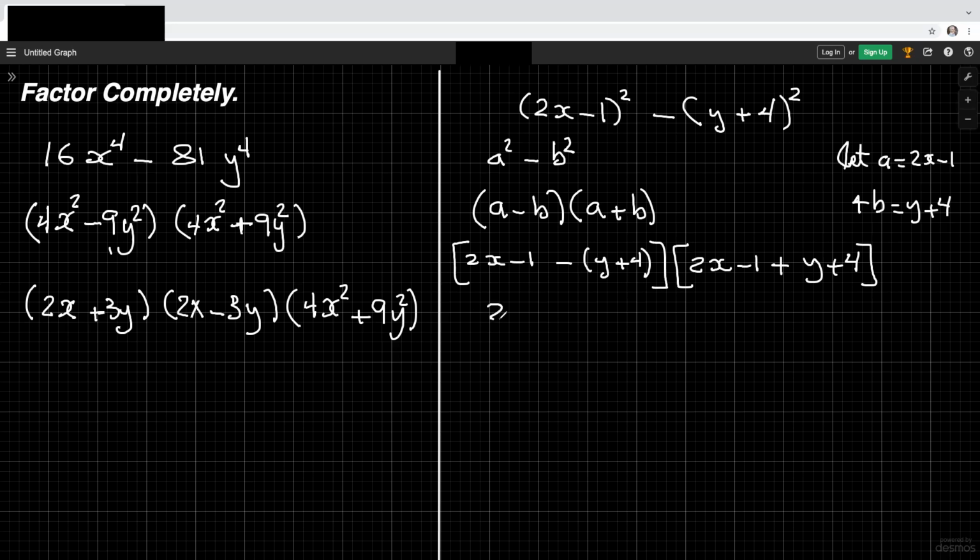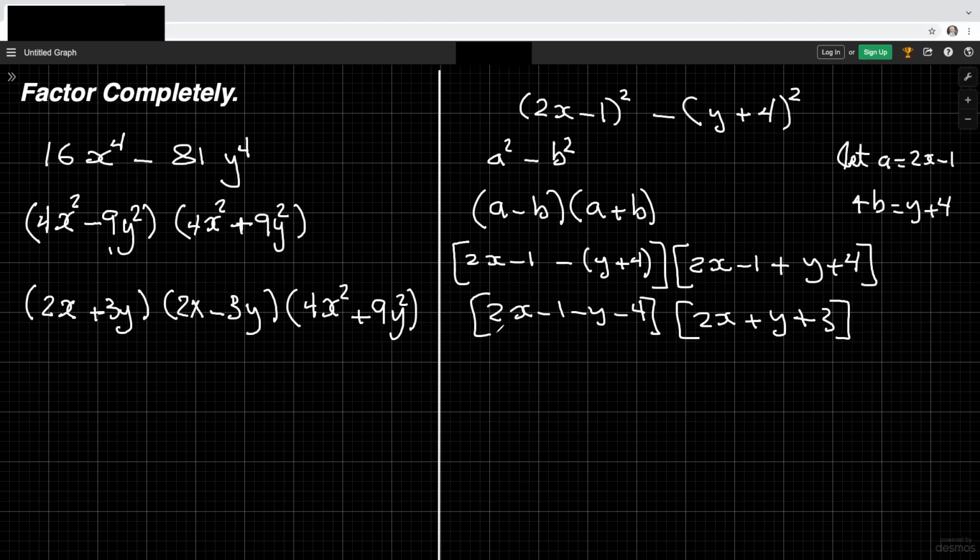So this one will be 2x minus 1 minus y minus 4. And that's why we put in the negative in there. Now for this one, let's collect like terms. So we're just going to rewrite this as 2x, and I'm going to write the plus y first. And then negative 1 plus 4 will just give me plus 3.